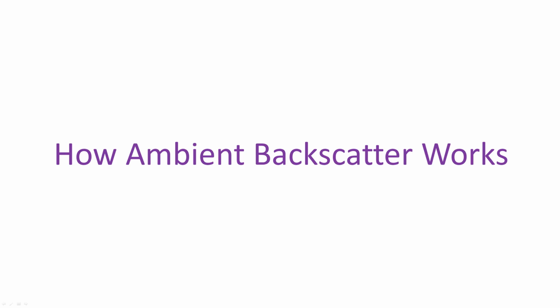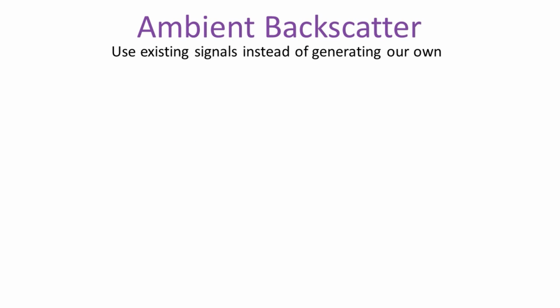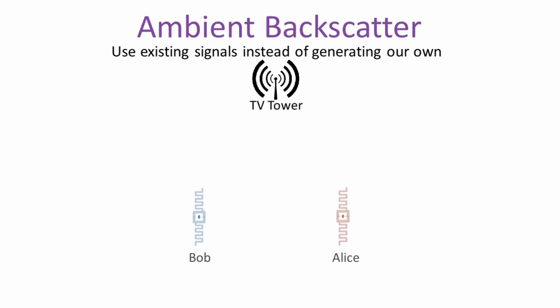Ambient Backscatter enables wireless communication by leveraging the signals all around us, instead of generating our own. Say two devices, Alice and Bob, need to communicate. Alice can send a message to Bob by either absorbing or reflecting signals from a nearby TV tower.